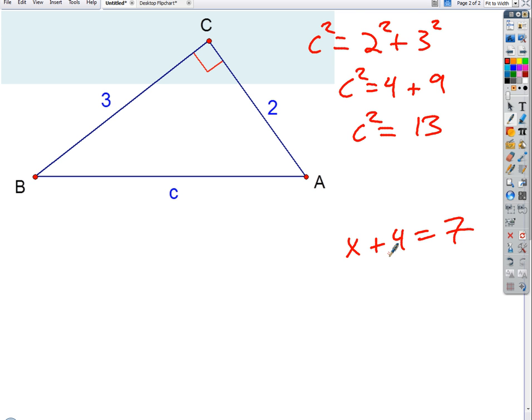Agreed? Now, why am I harping on this so much? It seems pretty simple, probably. Why? You'll see. I want to get you used to that idea that we're undoing what's being done to the variable to get it by itself. So we're going to come back to that concept here in just a second. Yes? Yeah, you could. You're right. So I get c equals square root of 13, so I can fill that guy in.